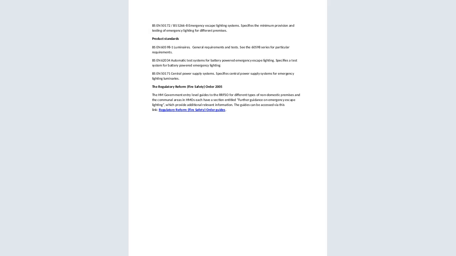And then the product standards are there for you to be able to know the correct product. Normally, the luminaire products will have that standard code on them. So the general requirements and tests, see the code. You'll be seeing that code on that.